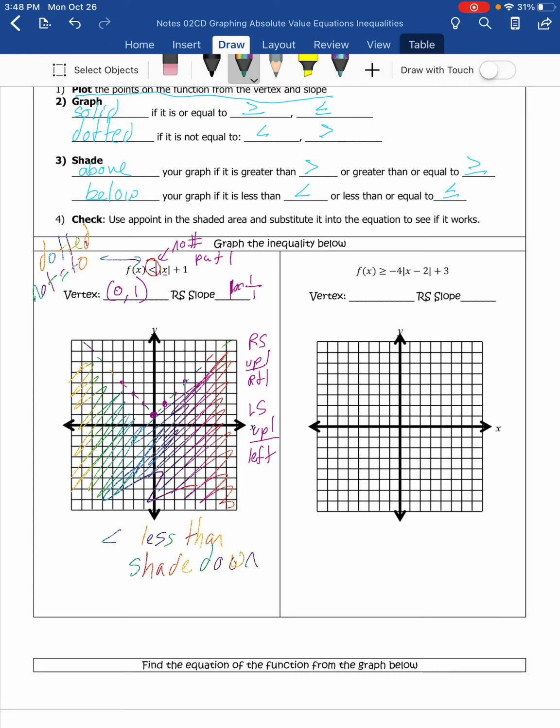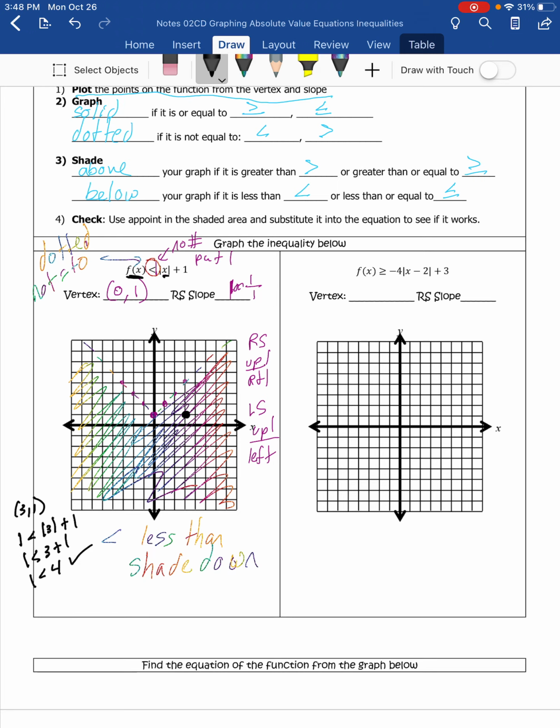And there you go. One of the things that I ask you to do is to pick a point and substitute into the equation to see if it works. So if I graphed this right, this point right here, because it's in the shaded part, should actually work in my original problem. The coordinates of this point are 3, 1. So I substitute 1 in for y and 3 in for x into my original problem. So my f of x or my y is 1, and this is going to be 3. So 1 is less than the absolute value of 3, which is 3, so 1 is less than 4. That's true, so that checks out.